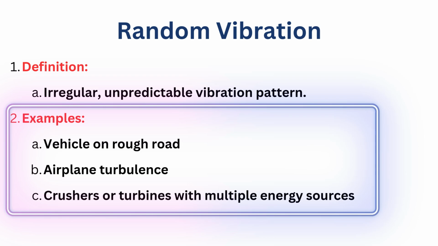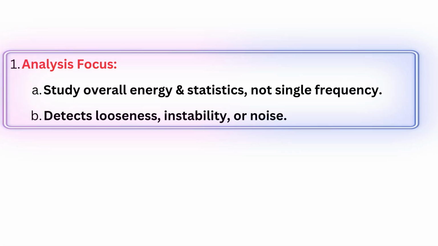When we analyze random vibrations, we don't look for single frequencies or fixed peaks, like we do in forced vibration. Instead, we study its overall energy distribution, or statistical behavior, like how strong and how often the vibration changes over time. Overall, it helps us identify the reasons for instability, high noise, or looseness in the system. So these are the three types of vibrations that we normally see acting in our machines.